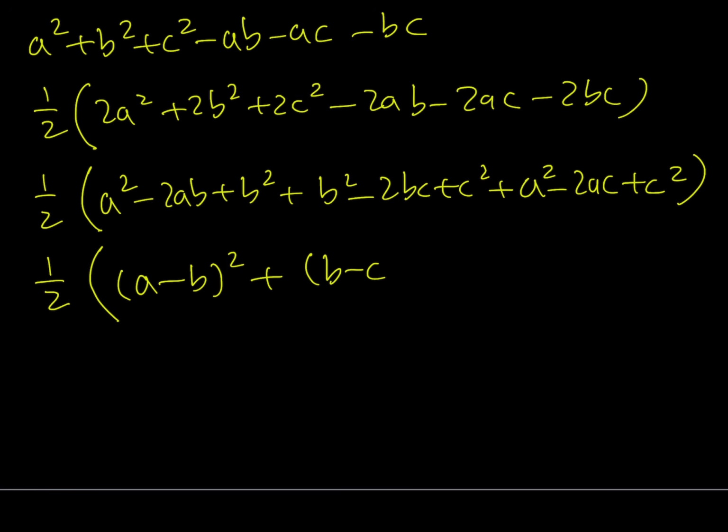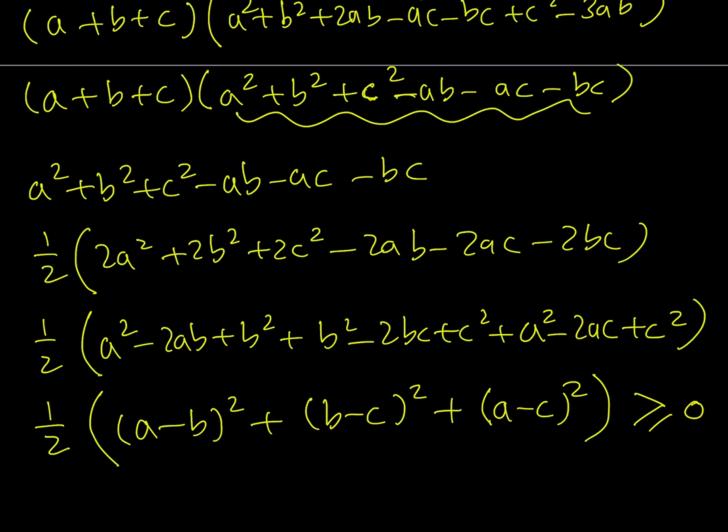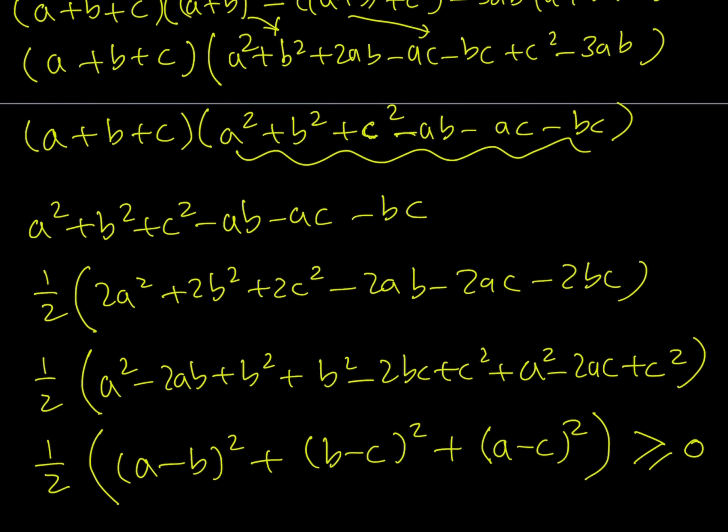Now this gives us an opportunity to write this as a sum of squares. This is (A minus B) squared, this is (B minus C) squared, and this is (A minus C) squared. And as you know, a sum of squares cannot be negative. Therefore, the second factor in our expression is always greater than or equal to 0, which is this one. So this expression is always greater than or equal to 0. A plus B plus C is always greater than or equal to 0 because A, B, C are all greater than or equal to 0. That means our expression here is always greater than or equal to 0 as a result of this.